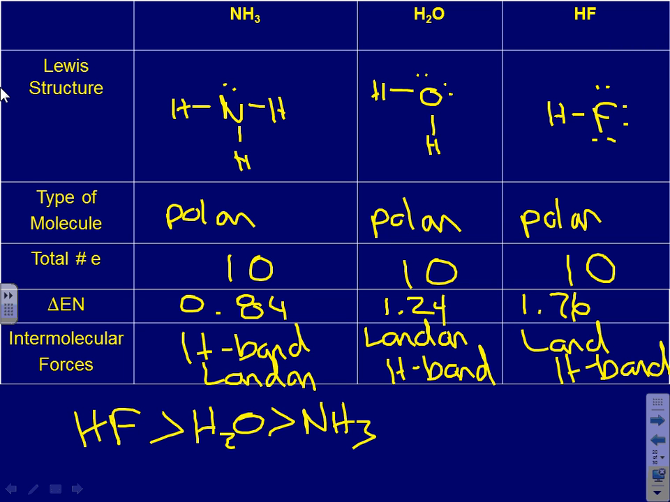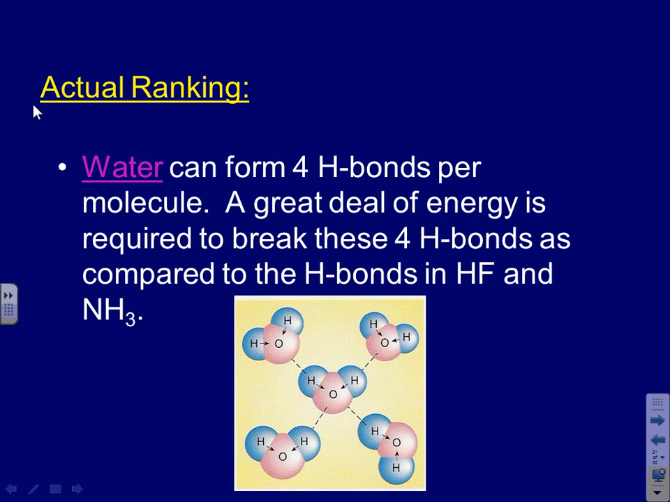1.64 for NH3? No, 3.04, yeah. All right. Okay, because that's huge. Obviously, due to greater delta EN. But in actual fact, the actual ranking, and I'm going to put it here, is H2O is greater than HF, is greater than NH3.